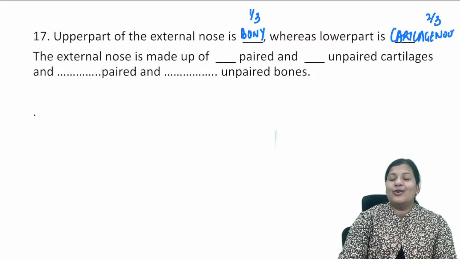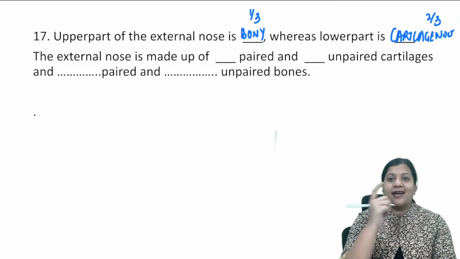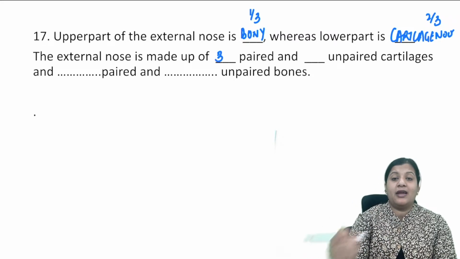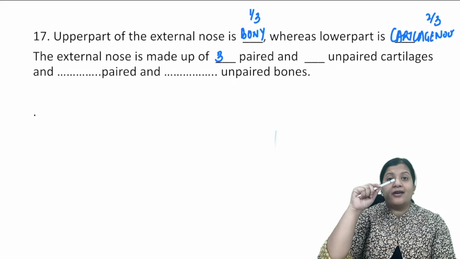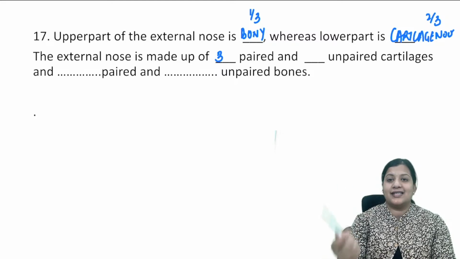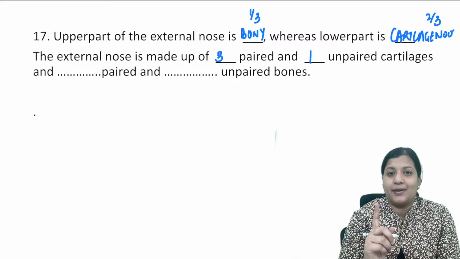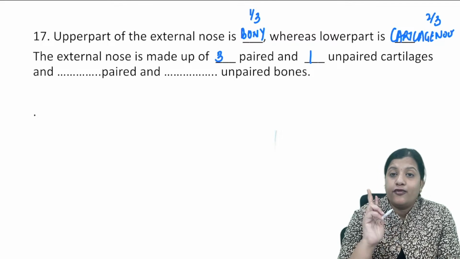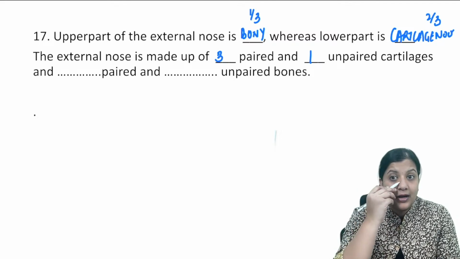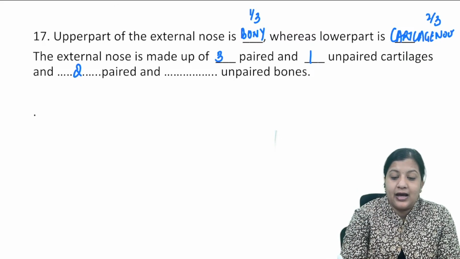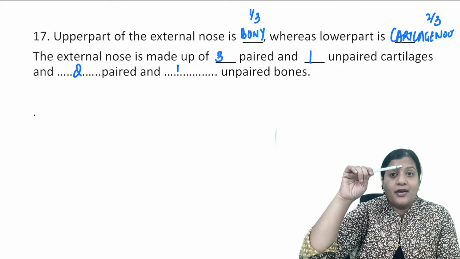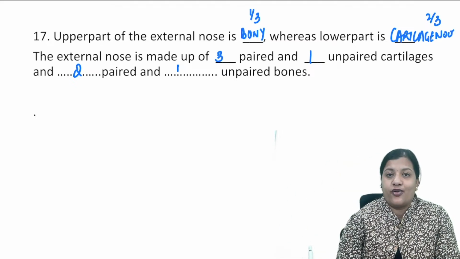The external nose is made up of how many paired and unpaired cartilages? It's made up of 3 paired cartilages: upper lateral cartilage, lower lateral cartilage, and sesamoid cartilage. The unpaired cartilage is one, which is your septal cartilage. It's made up of 2 paired bones: nasal bone and ascending process of maxilla, and 1 unpaired bone coming from above, which is called as your frontal bone.